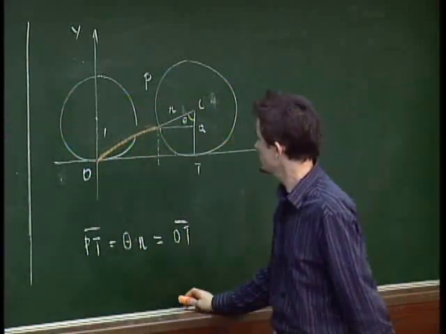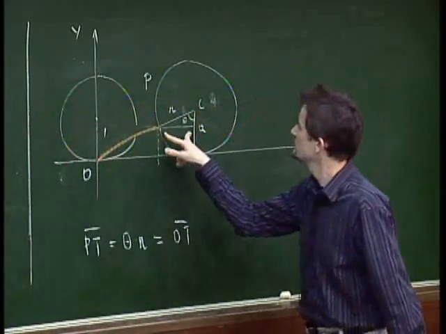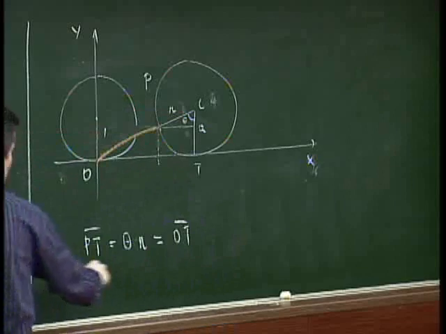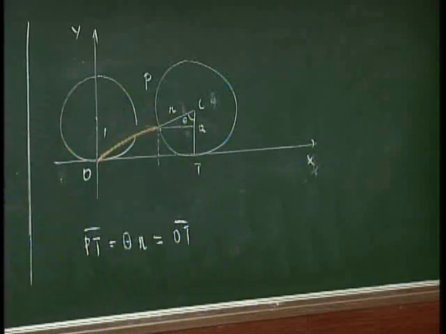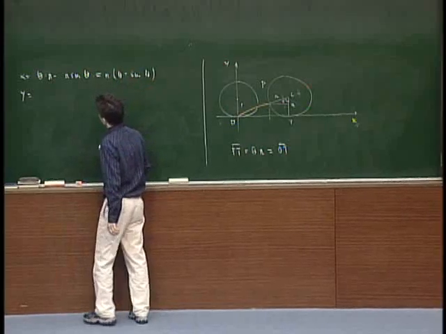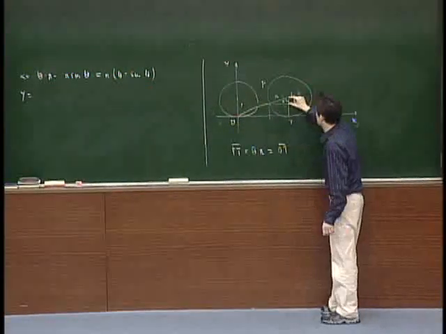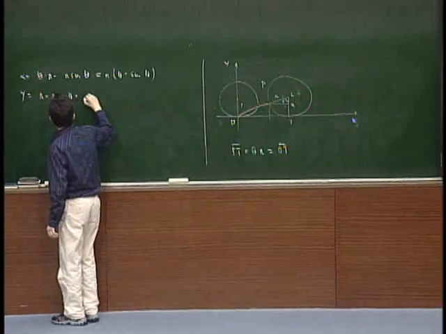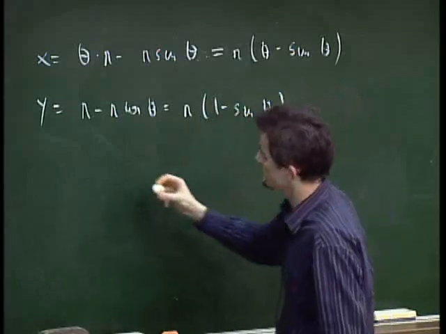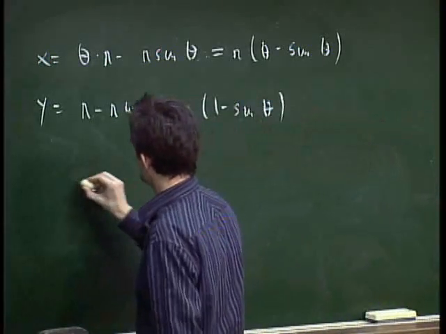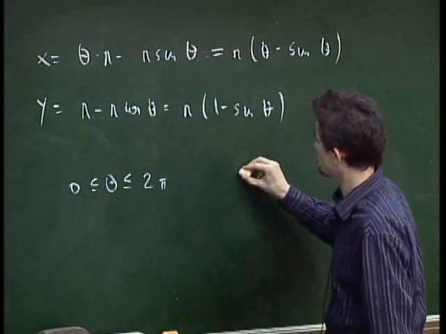You see that the x coordinate is given by, so here this length here is r times the sine of theta, and you have to subtract this one, so you get theta times r minus r times sine of theta. So what you get is r times theta minus sine of theta. And for y, you have to look at this one. So this is r times the cosine of theta. And you have to take the whole one, which is r, and subtract this. So r minus r times the cosine of theta. So what you get here is r times 1 minus the cosine of theta. And theta is our parameter. So if you want to have one loop of the cycloid, then theta is between 0 and 2 pi. So the curve is called cycloid.